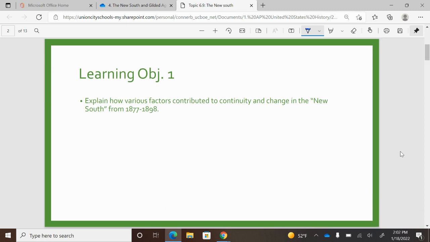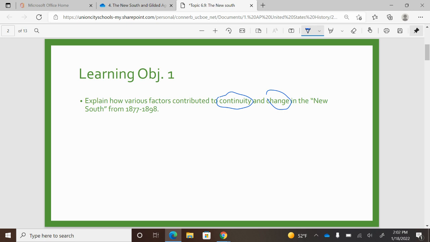Here's what we need to do, and this is what this whole topic is going to boil down to. Your overall guiding question for this topic is: explain how various factors contribute to continuity and change in the New South from 1877 to 1898. This is what we're focusing in on. What changes and what stays the same after the Civil War and Reconstruction?